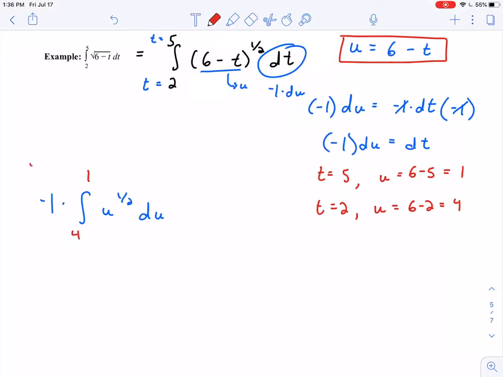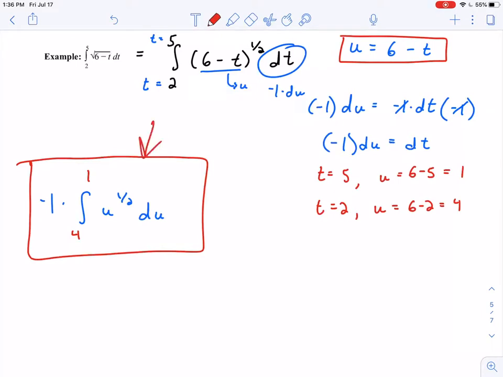So this is the new definite integral that I'd like to evaluate. And if I'm using this method of integration by substitution, I basically forget that there was ever a 6 minus t or anything like that. I basically pretend that this is my new problem. This is what I'd like to evaluate.